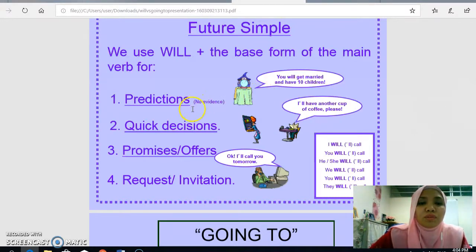Moving on to the next use, which is when you're making a quick decision. For example, I'll have another cup of coffee, please. Before you order something, you don't really have proper planning about it. So you quickly decide, I'll have another cup of coffee, please.